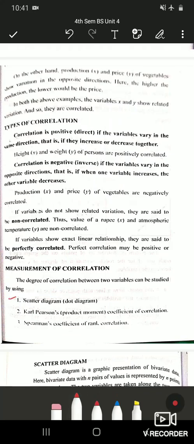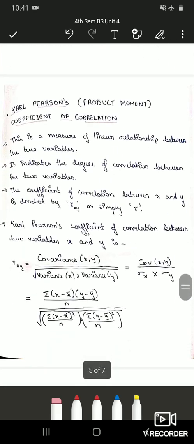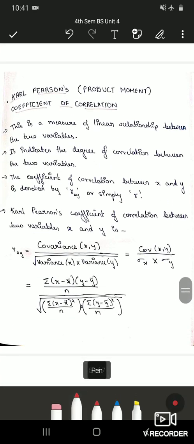In yesterday's class we had studied one measurement of correlation, that is scatter diagram. Today we will study the next measurement for the degree of correlation, that is Karl Pearson's coefficient of correlation. Karl Pearson's coefficient of correlation is also called the product moment coefficient of correlation. In calculation of problems, if they ask to find the product moment coefficient of correlation, then it is understood they have asked to find out Karl Pearson's.